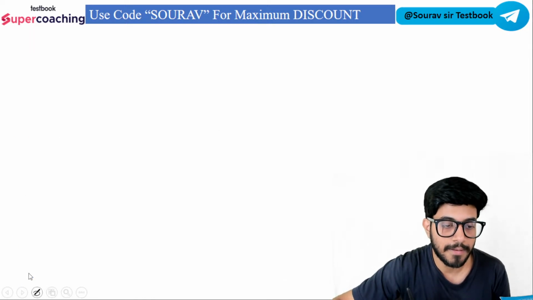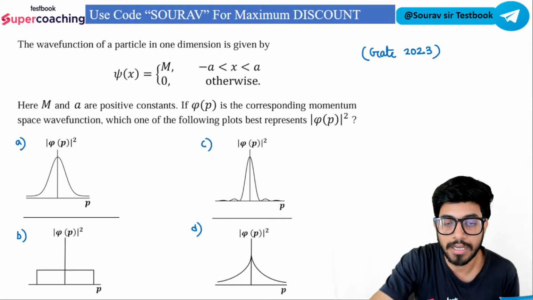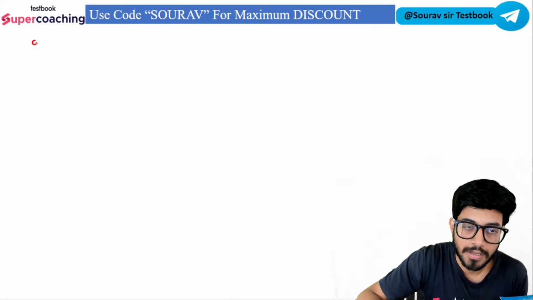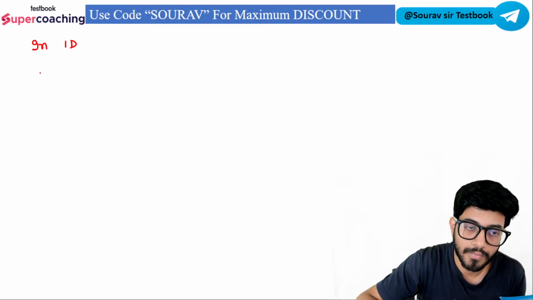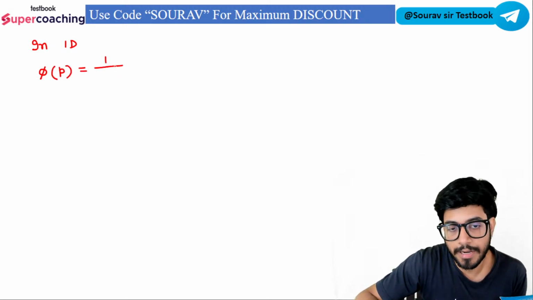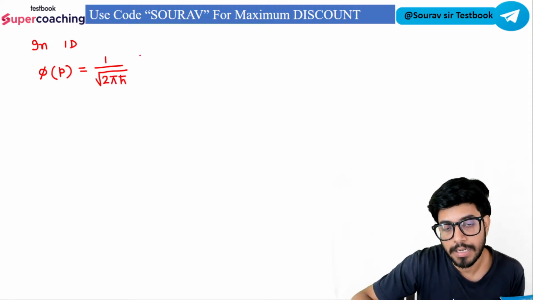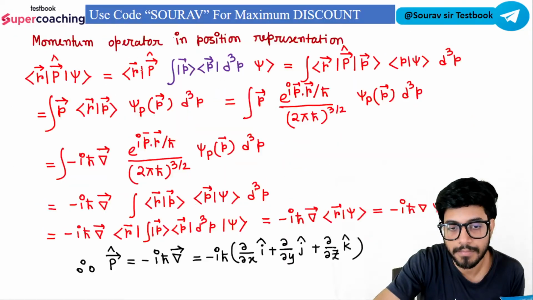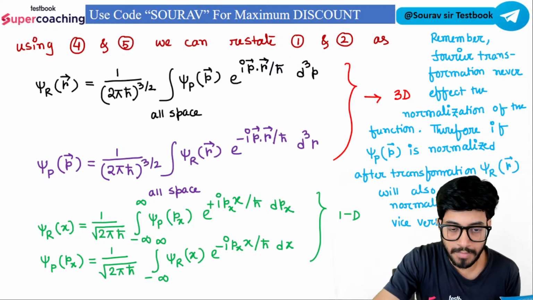So you see, we know, as we saw yesterday, that in one dimension, in 1D, phi of p, the momentum space wave function, is basically 1 divided by root over 2 pi h cut integration from minus infinity to plus infinity of the wave function times e to the power minus I p x by h cut dx.